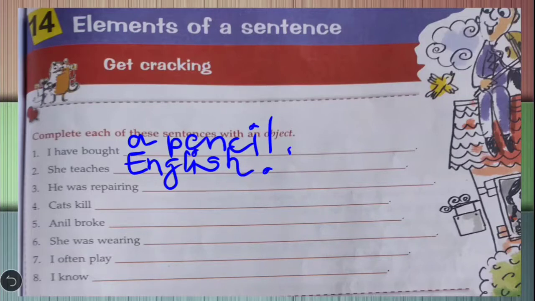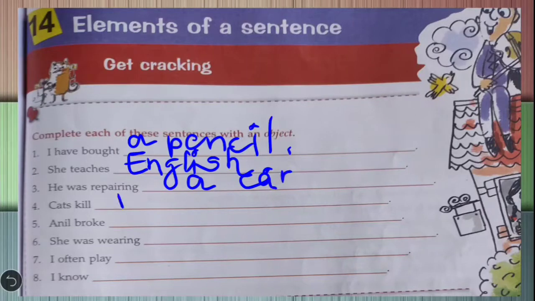He was repairing a car. You can write, he was repairing a television. He was repairing a computer. You can write anything. There is no fixed answer. You can write your own object too.